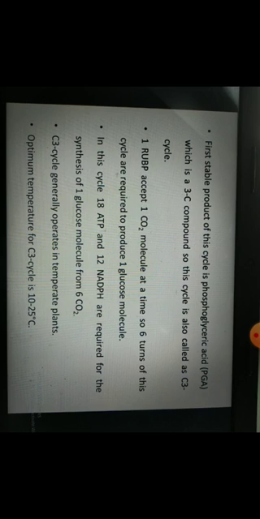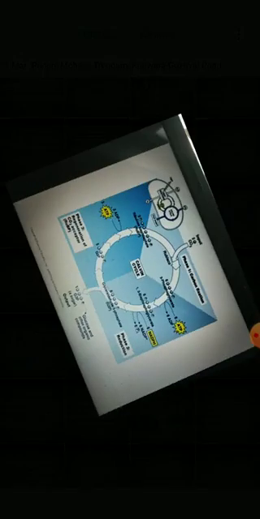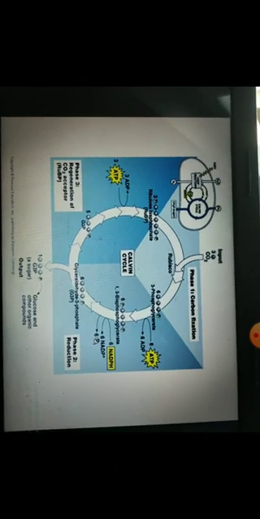This C3 cycle occurs generally in temperate plants. Temperate plants means those plants where the climate is moderate, there is not much higher temperature. In case of Kashmir, we have temperate forests. The optimum temperature is 10 to 25 degrees Celsius for this C3 cycle to occur. So here is the diagrammatic representation of C3 cycle. Here actually I'll explain it.